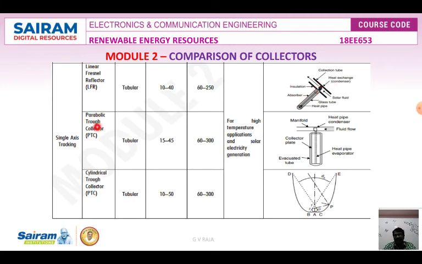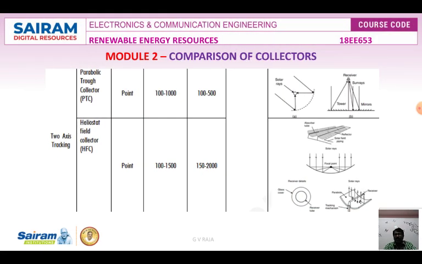Second one is the parabolic trough collector, also called PTC. It also has a tubular absorber. The CCR, collector concentration ratio, is 15 to 45, the operating temperature is 300 degrees Celsius, and the application is high temperature applications. Cylindrical trough collectors also have a tubular absorber, with a CCR of 10 to 50, and a temperature of 60 to 300 degrees Celsius is obtained. This is the cylindrical trough collector, where the chamber is cylindrical in nature.